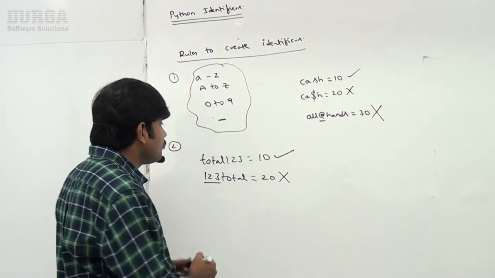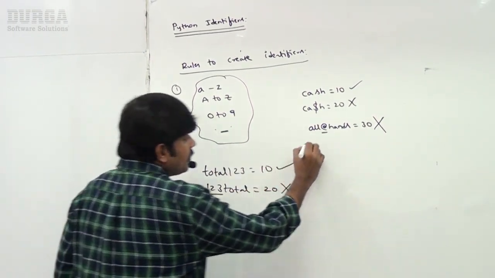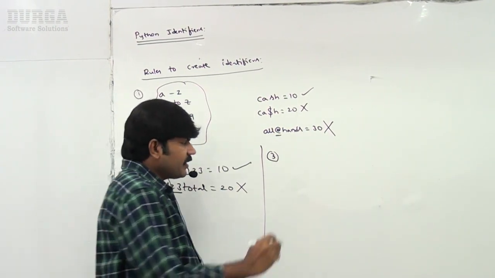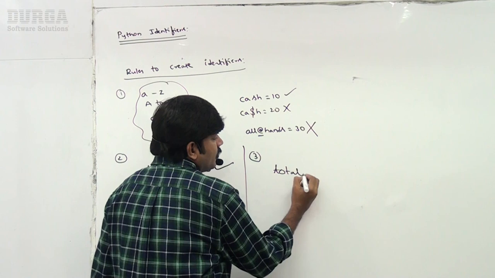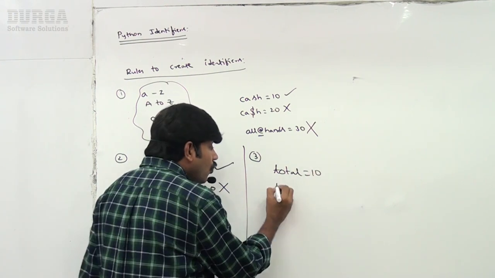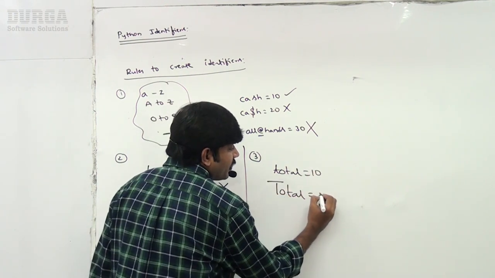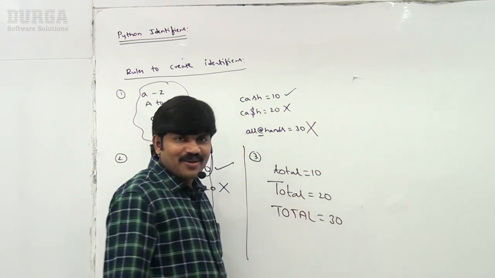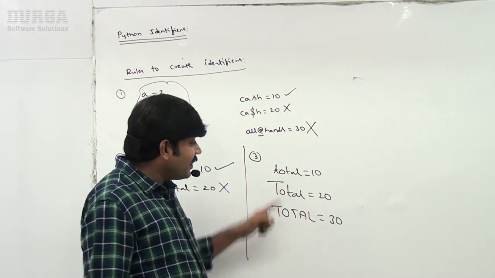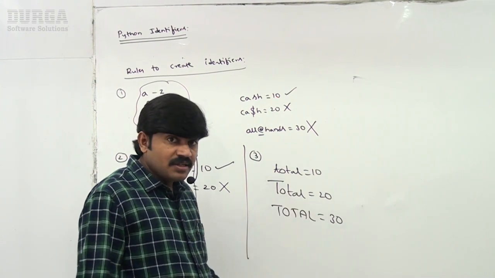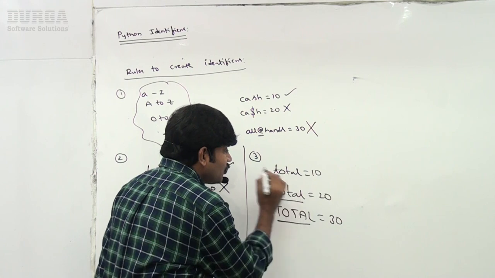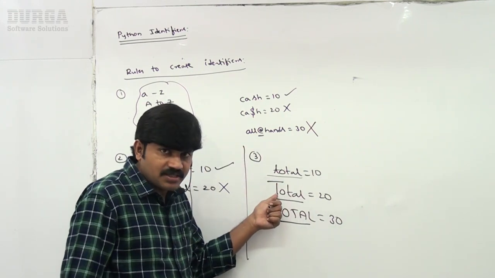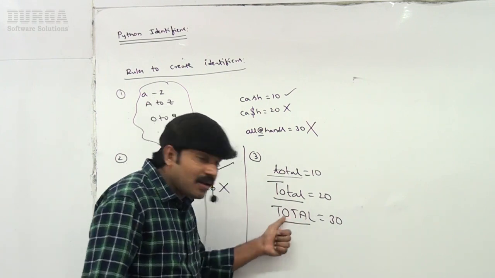Next, the third rule. Observe carefully. Here I take total is equal to 10, Total is equal to 20, and TOTAL is equal to 30. How many variables am I taking? Three variables. But what is the difference? The difference is in the values, and also in the case. Here all are lower case. In the next one, only the first letter is uppercase. In the last one, all are uppercase.